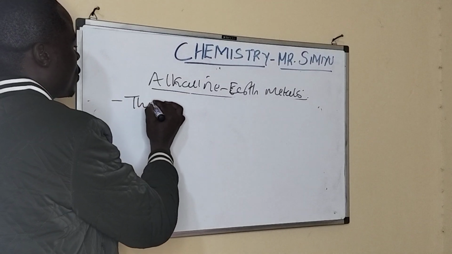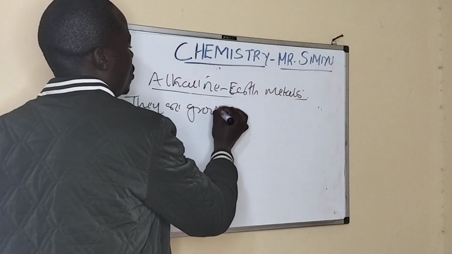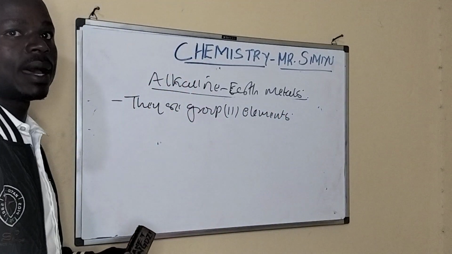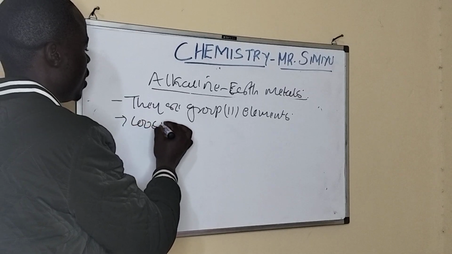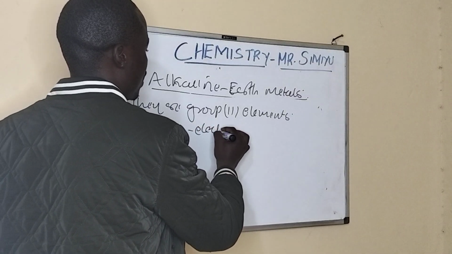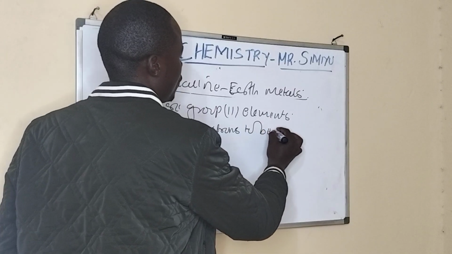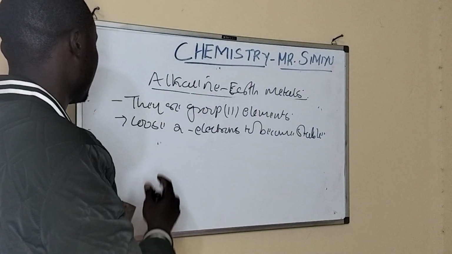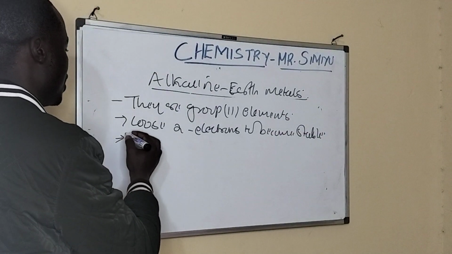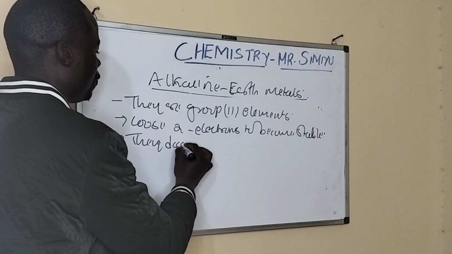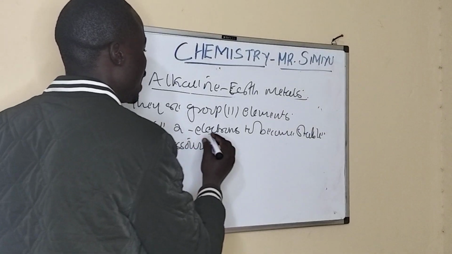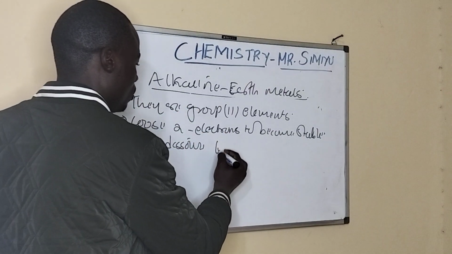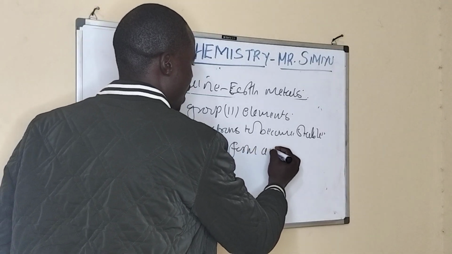They are group 2 elements. Number 2, they lose 2 electrons to become stable. Number 3, they dissolve in water. That is, their oxide dissolves in water to form a basic solution.